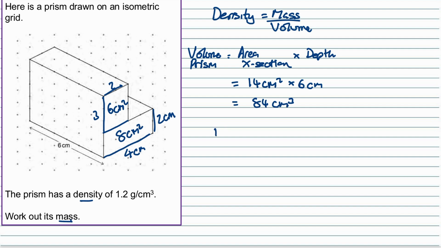So the density of 1.2 will be the mass over 84. If we multiply both sides by 84, we get 1.2 times 84 will give us the mass. And this works out as 100.8 grams. Okay? Let's try the final question.